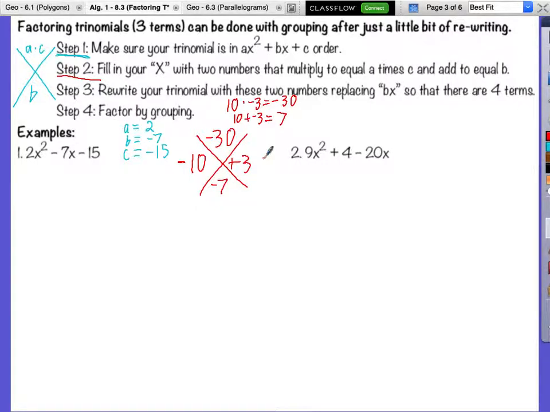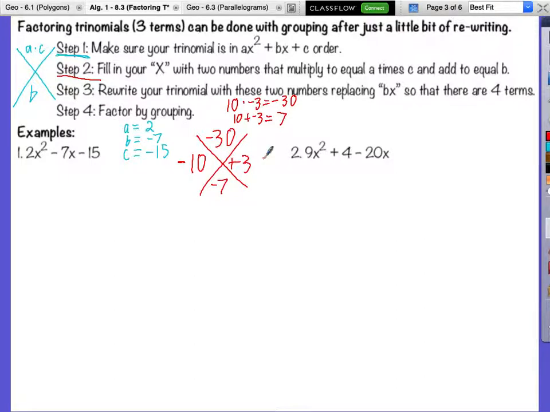Wait, the 10 minus 3 is 7. Yes. But we need to be what kind of 7? A negative 7. So we were close, and so that's how we know, oh, we got the same thing but different sign? We'll flip the signs. So negative 10 plus 3 would be negative 7. So we have two numbers that multiply at the top and add to the bottom.